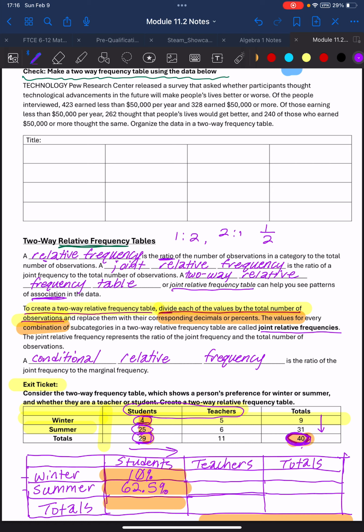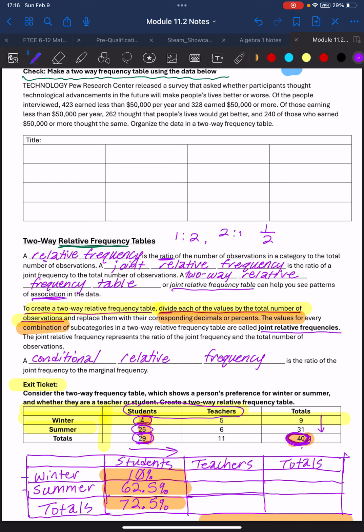So now we're going to take 29 divided by 40. 29 divided by 40 is 72.5%. Okay, so when you do this on your calculator, you're not going to put 725, that's 725%. You're going to put 72.5% because that 5 is half of a percent. It's like half of a penny, okay? And that's it.